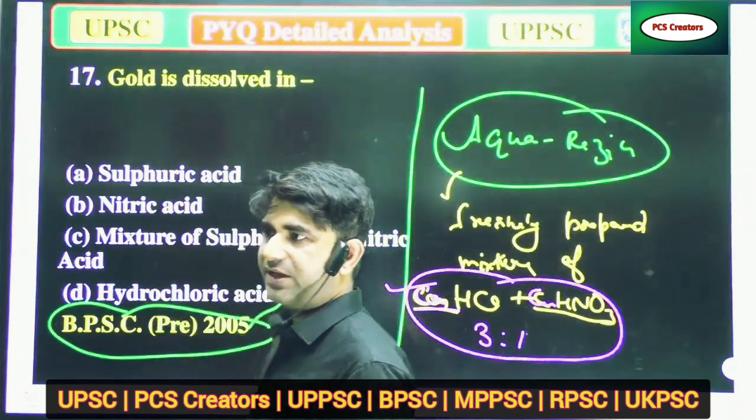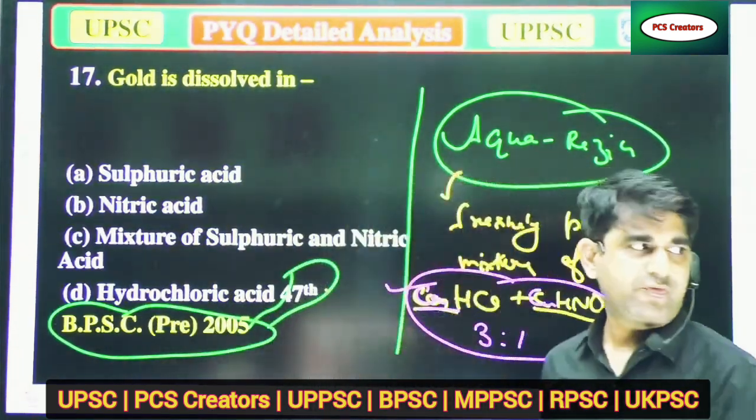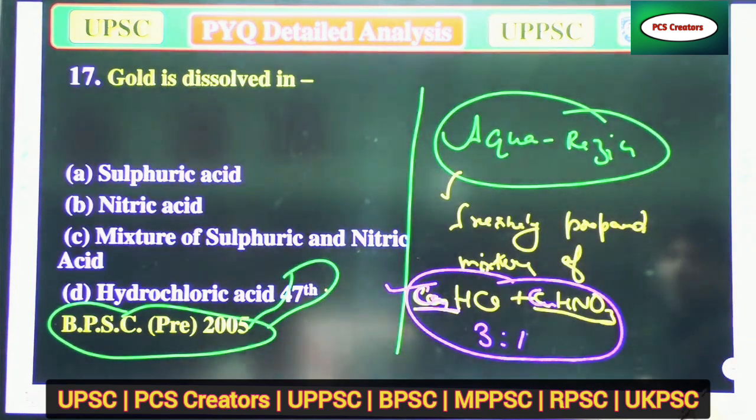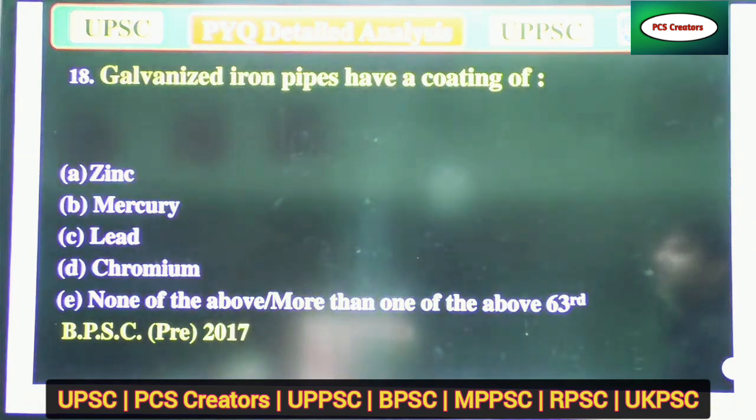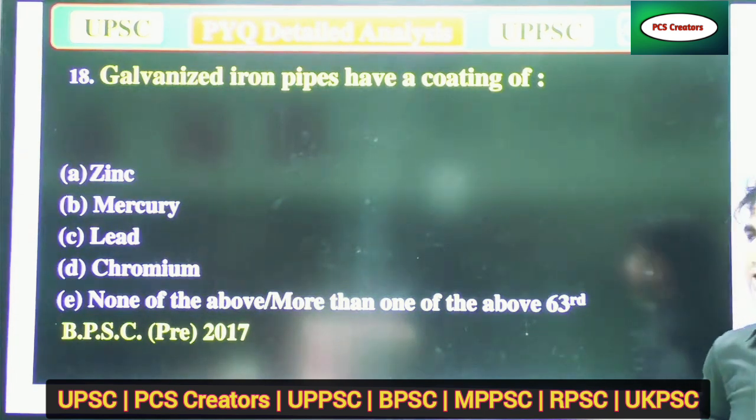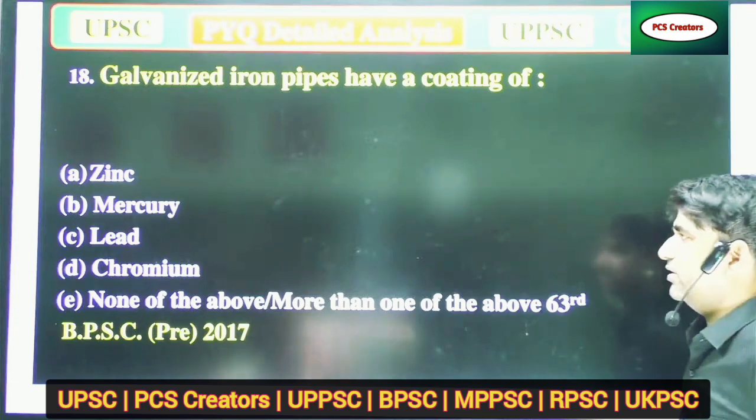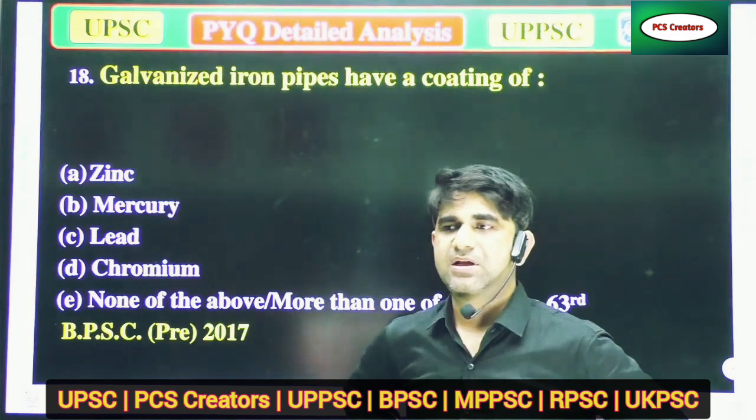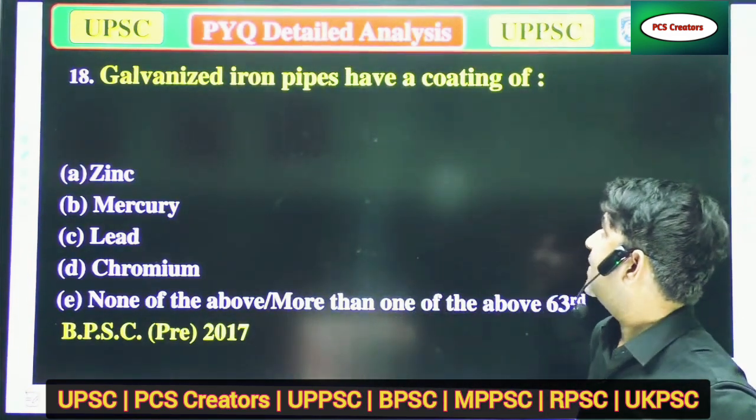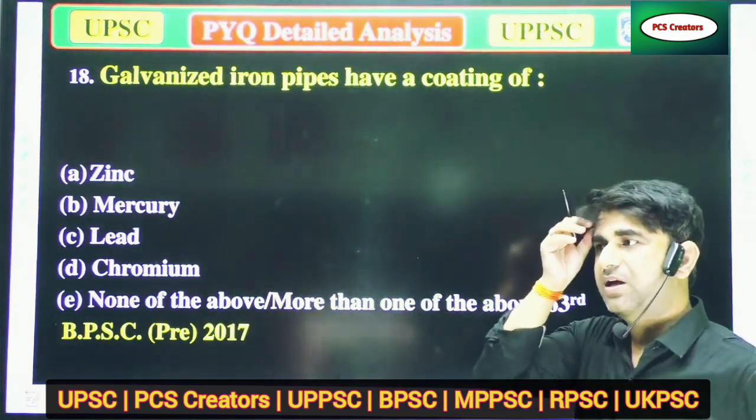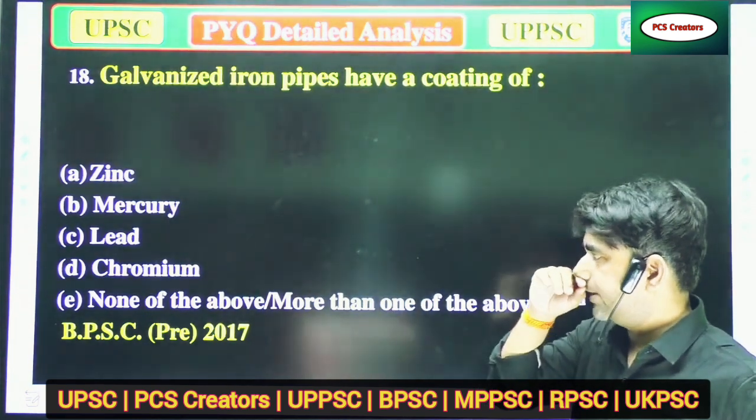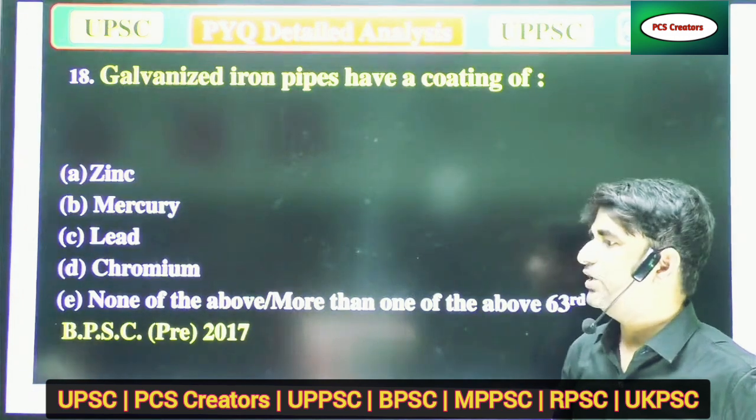Now we'll move to the next question. Galvanized iron pipes have a coating of: A, zinc; B, mercury; C, lead; and D, chromium.